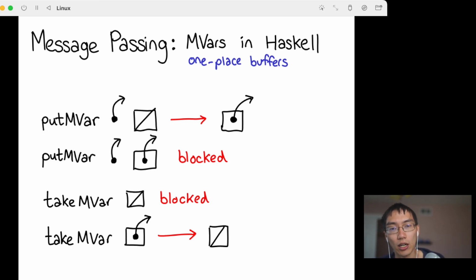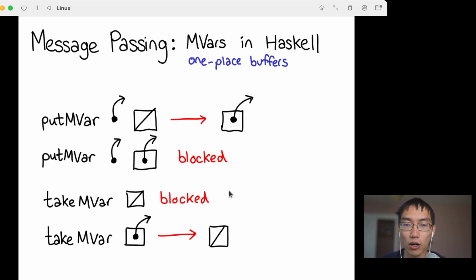So let's suppose that I call putMVar with some value. That's what my little dot arrow thing is. It's just a pointer to a value on the heap. And I have an MVar box, which is empty. So if the box is empty, I can immediately just put the value into the box, and now I have a box with a value in it. However, if I have an MVar which already has a value in its box, I will block. And I will wait until that MVar gets vacated, until that value is taken out, so that I can actually put my value in. So I'll do no more work until I actually see that the MVar has cleared up.